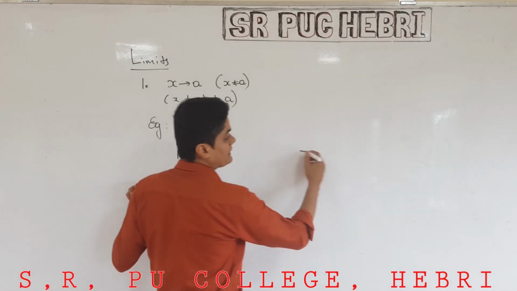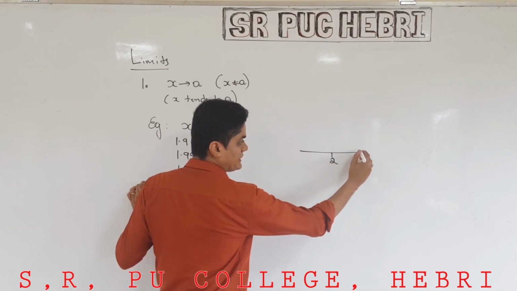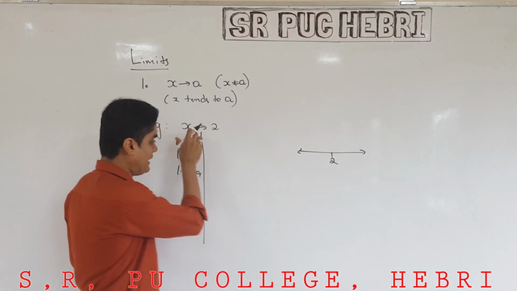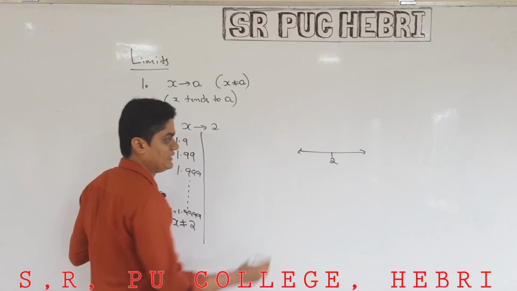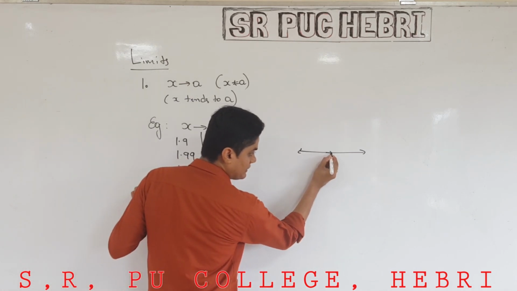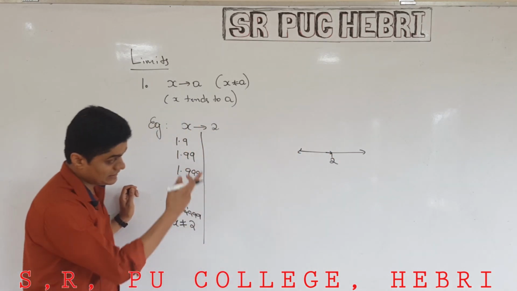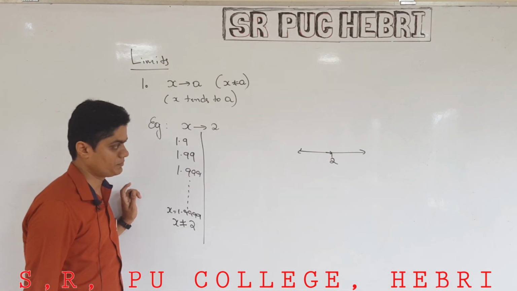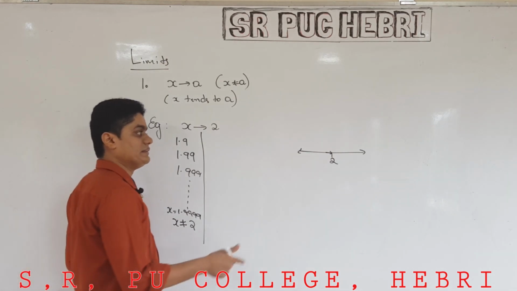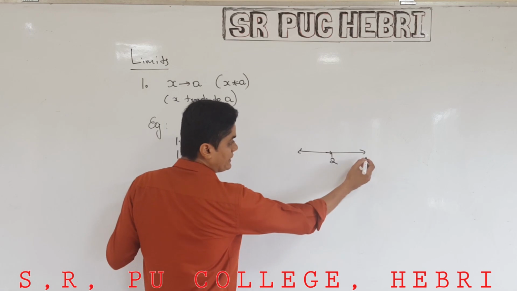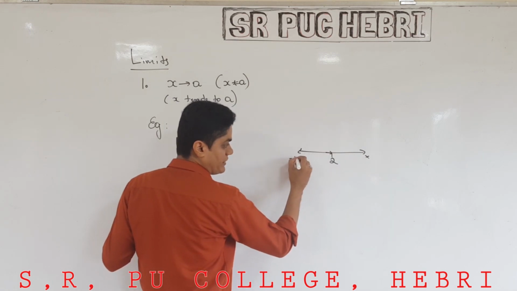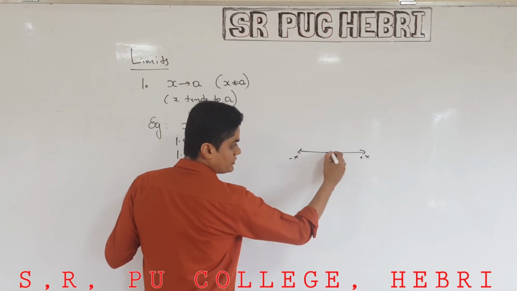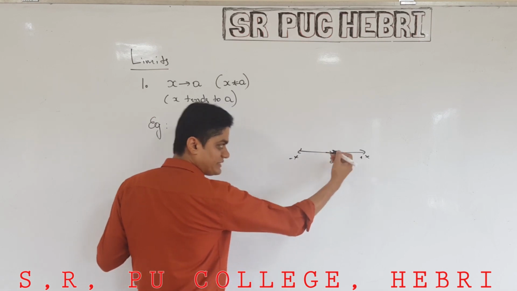This is from one end. I hope you know the real line, right? Suppose this is 2 on the real line. Where will these values come from? These values will come from the left hand side. I put an arrow mark. I hope you observe properly. Similarly, there is a neighborhood for 2 at one more end, from the positive end. This is the negative end, and this is the positive end. So it may approach 2 from this side also.